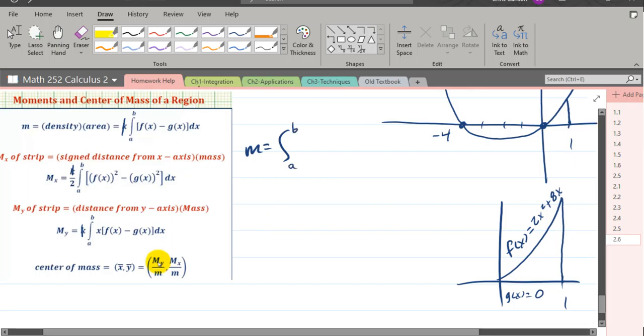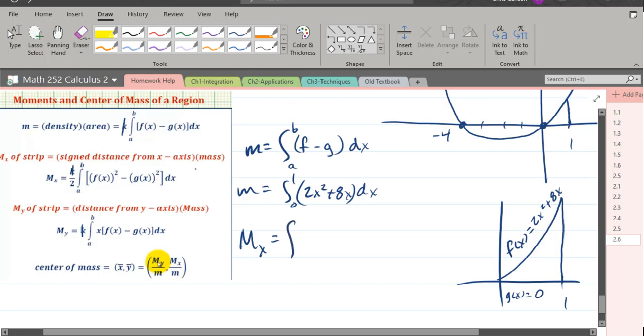So we're going from a to b, f minus g, or top minus bottom, dx. So we're going 0 to 1. Now the top function, 2x squared plus 8x dx. All right, you can do this integral. This one's not so bad. That's going to give you the denominators down there. You're going to get both denominators there. They're the same. Now we're going to compute the mx.